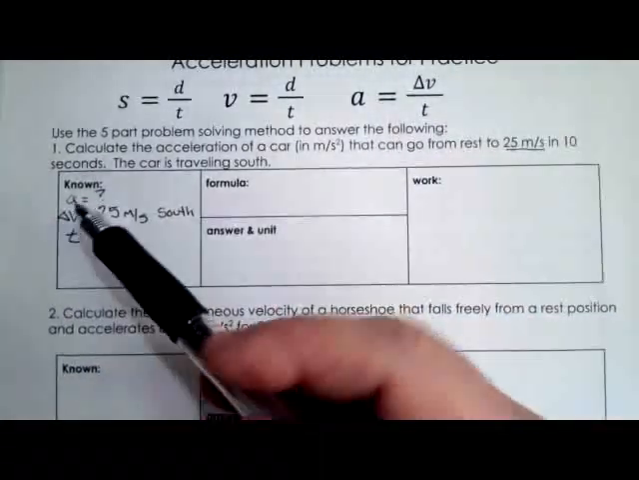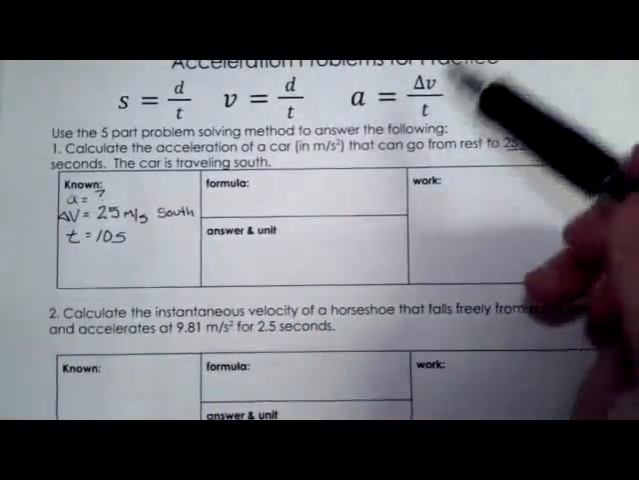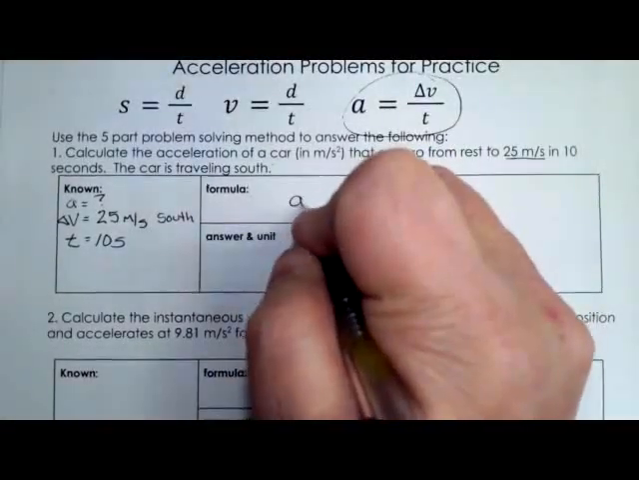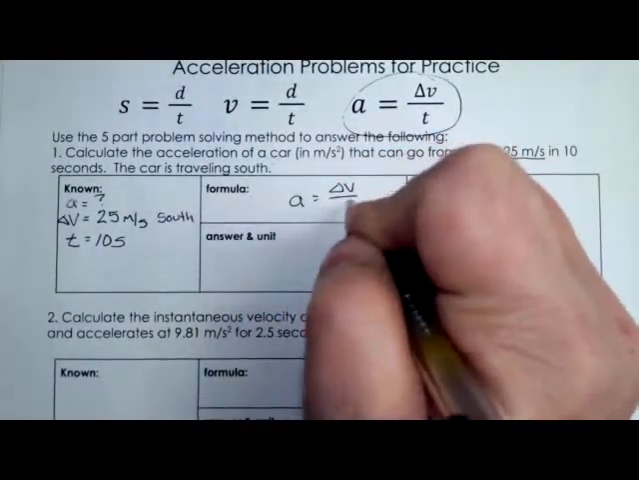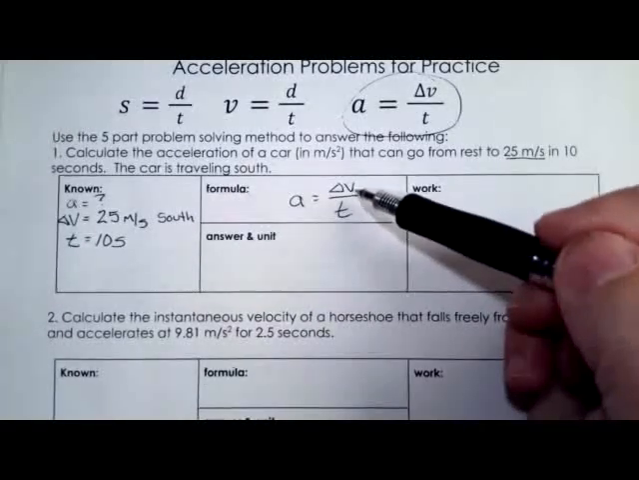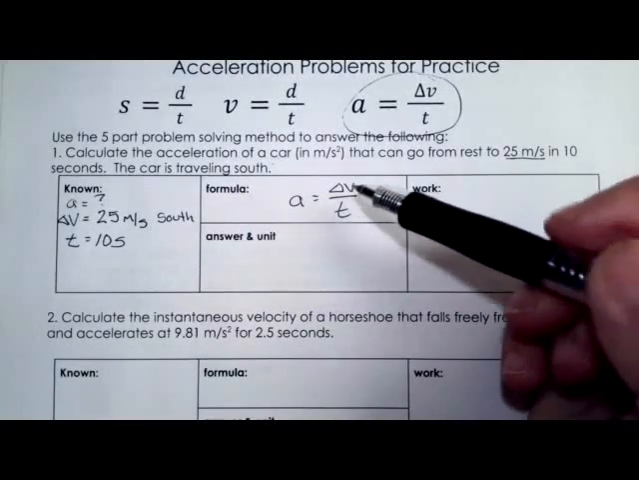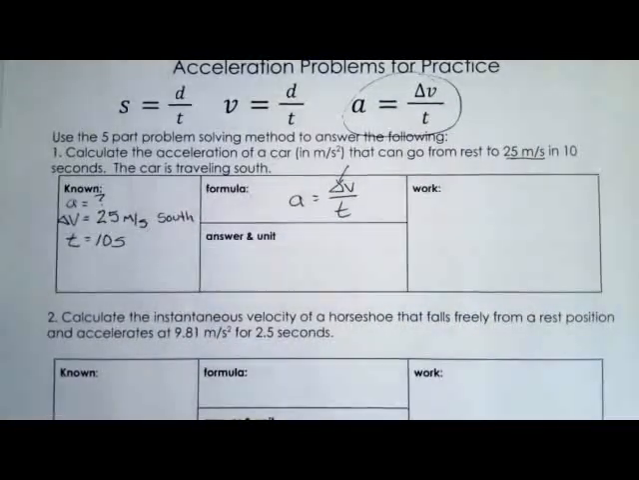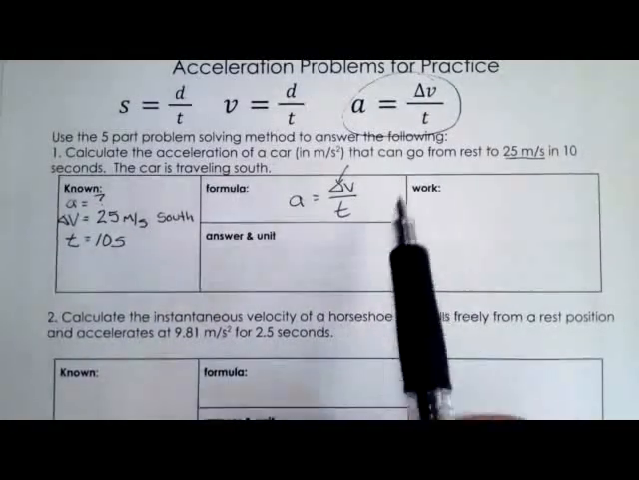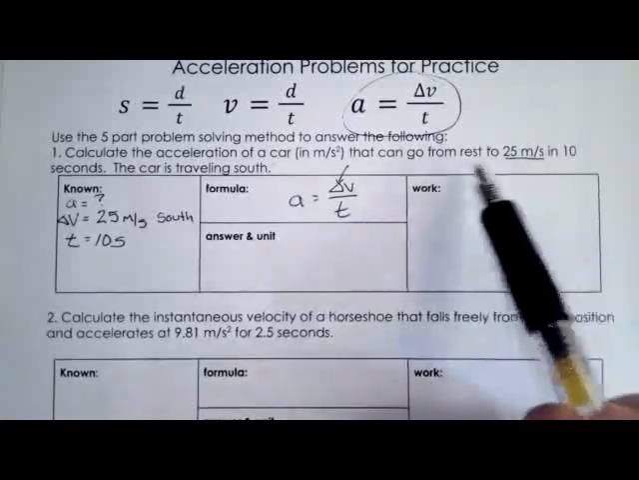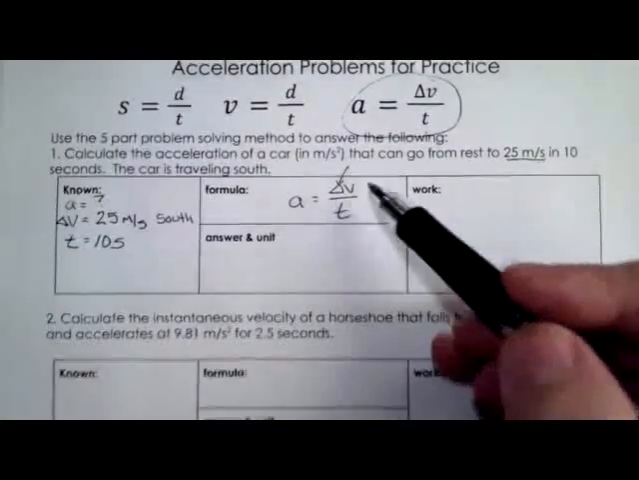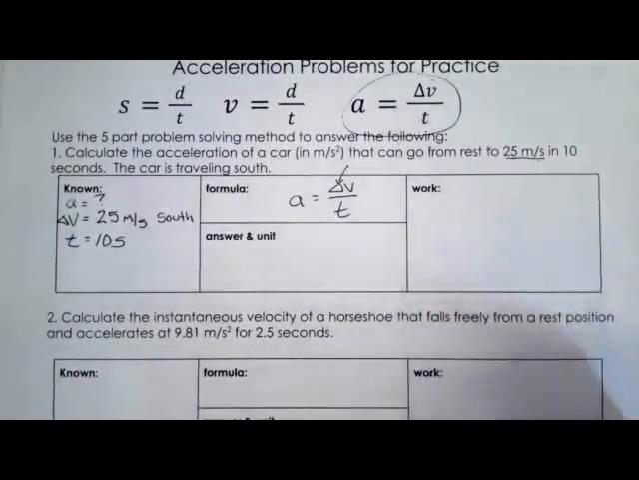So for our formula, we need something with A, change in V, and T in it. And look right there, there's one waiting for us. A equals change in V over T. If you're doing this in Google Docs, you don't necessarily need to put this in here. Just realize that it's the change in velocity, not just the velocity at a particular time. Because this one is going from rest to this velocity, that represents the change in velocity. It's a hot mess trying to get that in Google Docs.